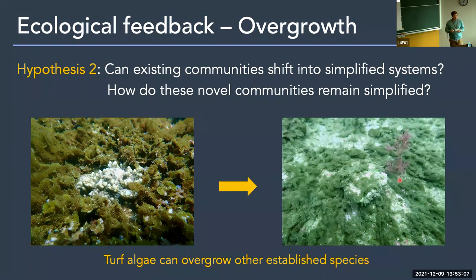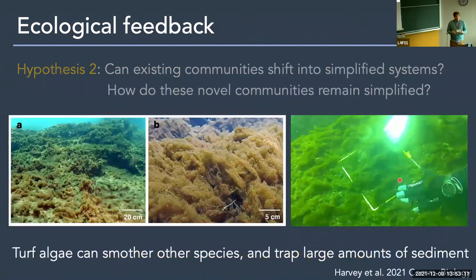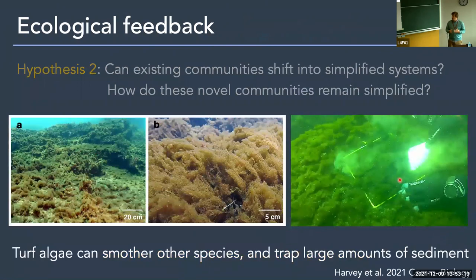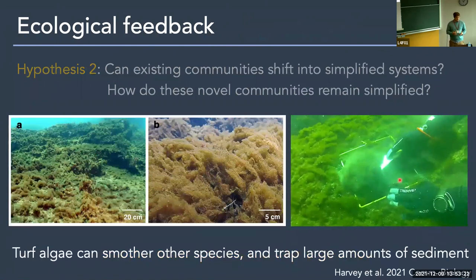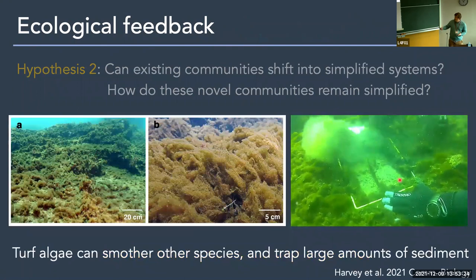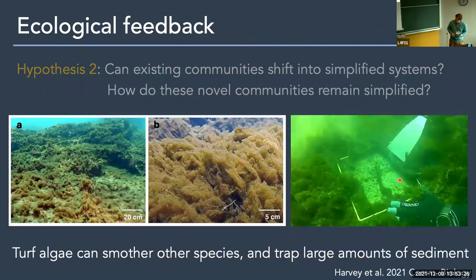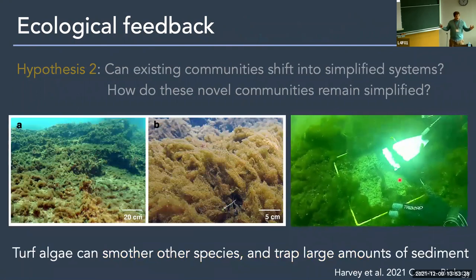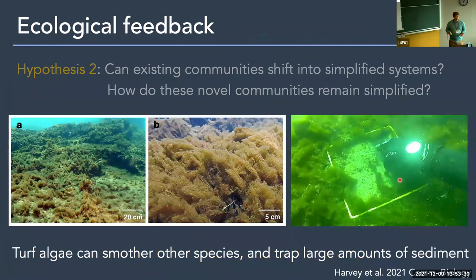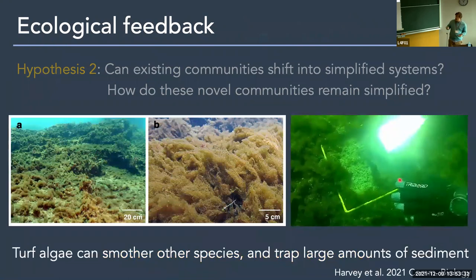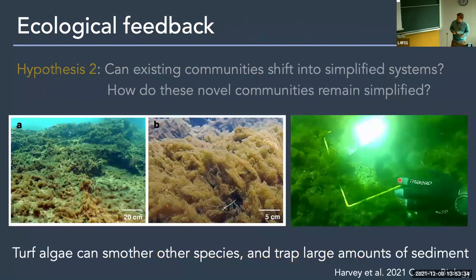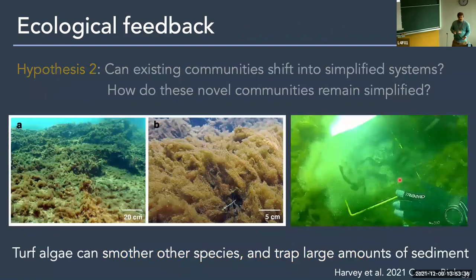And so we started to think a little bit more about these indirect effects that turf algae could have on the system. One of the very common traits of turf algae is that it traps huge amounts of sediment. And so if you look on this video on the right, when I move some of that turf algae out of the way, you can see thick plumes of sediment that are being scattered into the water. Once you look underneath that, obviously a little bit green, but you can see that it's basically bare rock.